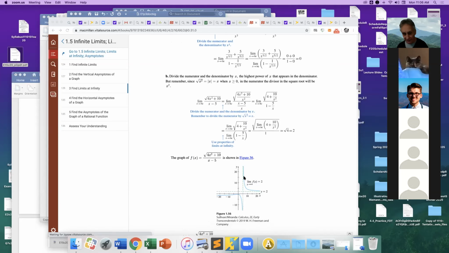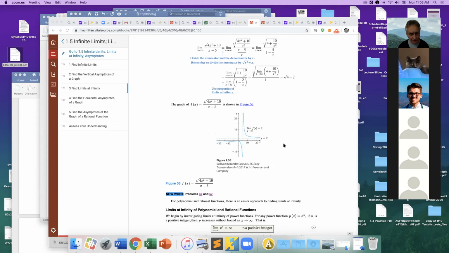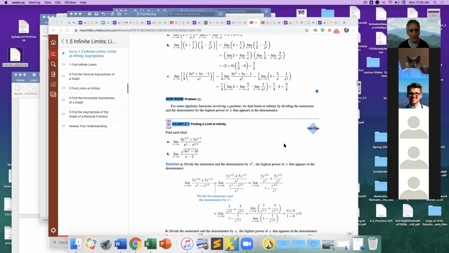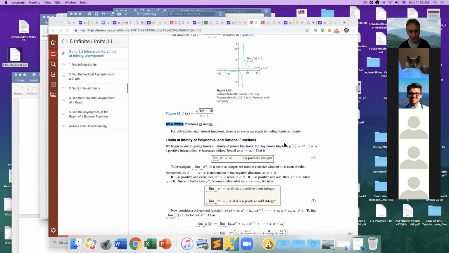And graph this thing. This function looks like this. And as x goes to positive infinity, you're going out here, and that's approaching 2, okay? Look up here, this first one. Do they graph that one? No, they don't graph it. That's okay, but graph it and verify what the situation is, okay?